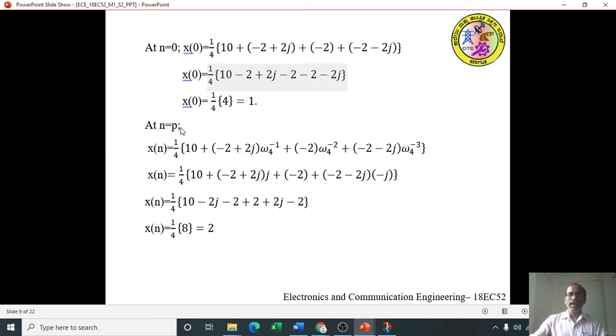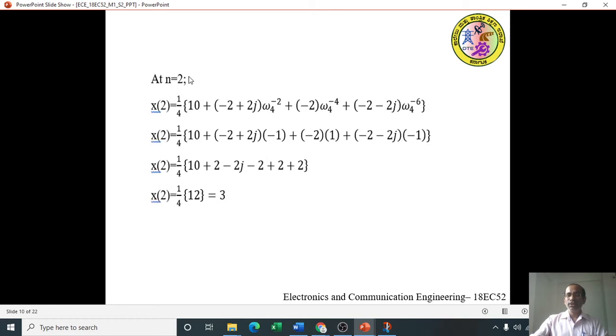Now put n is equal to 1. At n is equal to 1, the same formula becomes 1 by 4 into the twiddle factors omega 4 power minus 1, omega 4 power minus 2 and omega 4 power minus 3. So refer back to your values: this is j, this is minus 1, this is minus j. Multiply, solve this, and you get the answer 2.